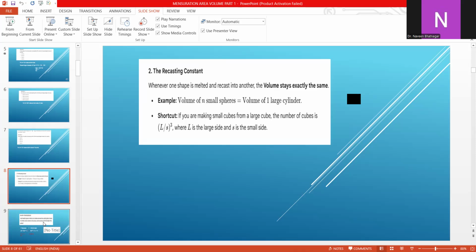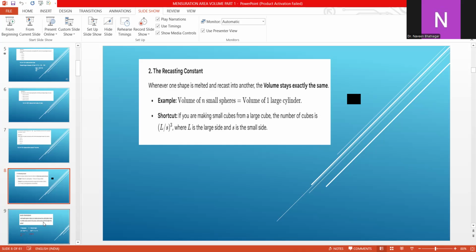Okay, let's move on to the next, the recasting constant. It means whenever one shape is melted and recast into another, the volume stays exactly the same. This is the basic formula. It means if you are melting a sphere into a cylinder, the volume of the sphere will be the same as the volume of the cylinder.